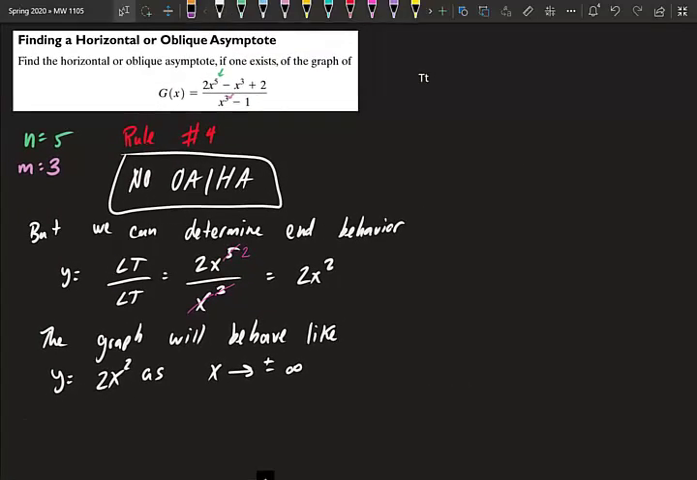So it'll look like this. Whatever is in between is in between, but the ends will look like this. They will go up and up. How do I know up and up? Because it's an even and it's positive. The exponent is 2, and it's a positive 2x squared. So it goes up and up.